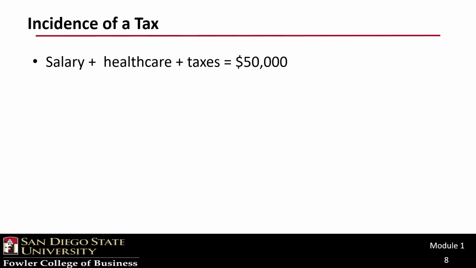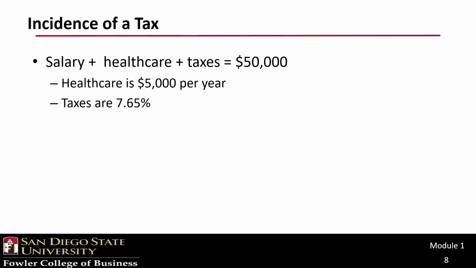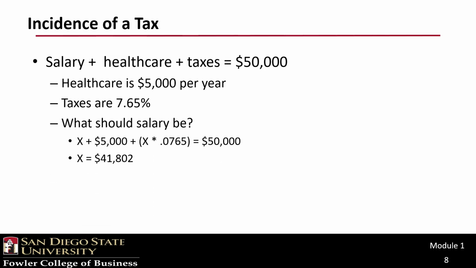You recognize that as a result, your compensation package needs to be $50,000. Since health care costs the company about $5,000 per year for this employee, and you know that taxes are 7.65%, you can use a little algebra to calculate her new salary as $41,802.